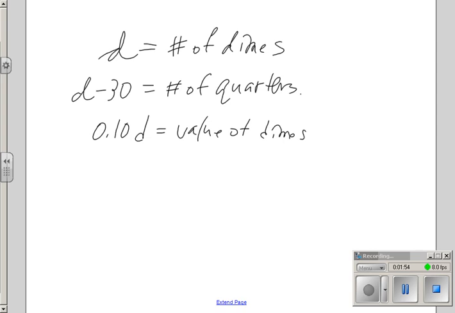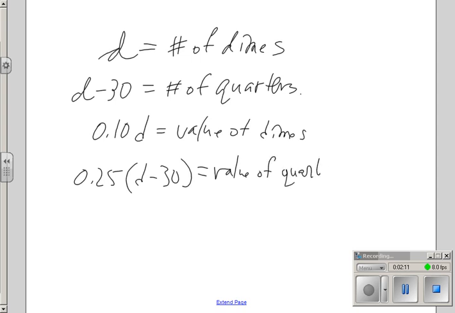The last thing we define here is the value of the quarters. Since this is the number of quarters, if I multiply that amount by 25 cents, I will have the value of my quarters. A very good starting point for this problem, and probably the most important part of all of your different problems, is to define the variables algebraically.